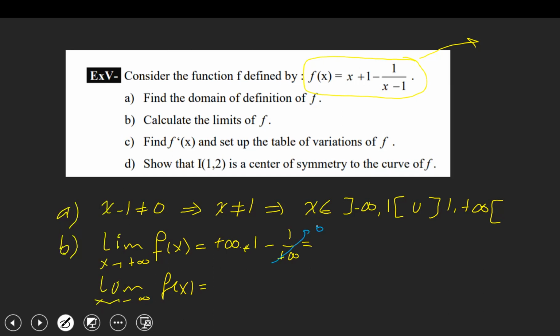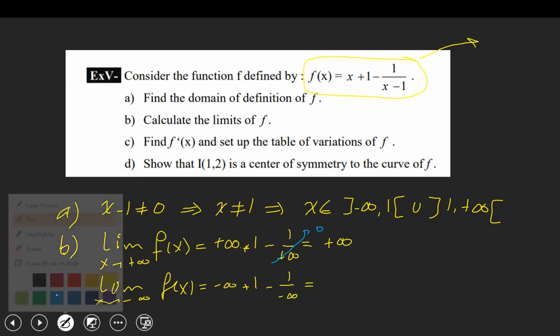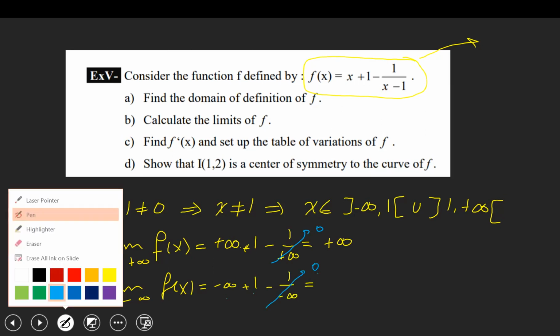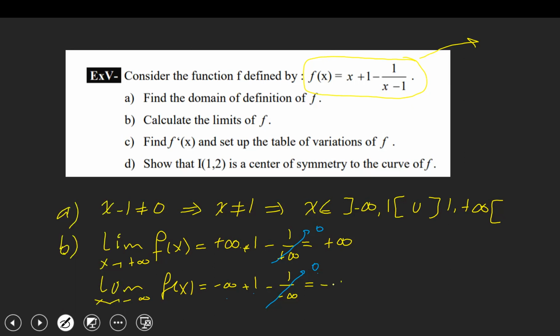0. So what do we get finally? Infinity plus 1 minus 0. The answer is infinity. The same here also. Minus infinity plus 1 minus 1 over minus infinity. This one is number over infinity is 0. 1 minus 0 is 1. Minus infinity plus 1 is minus infinity.